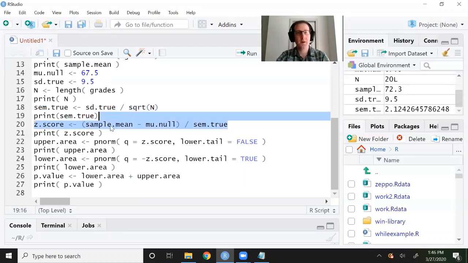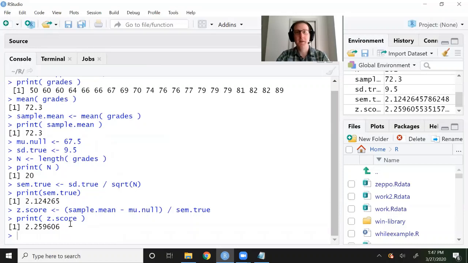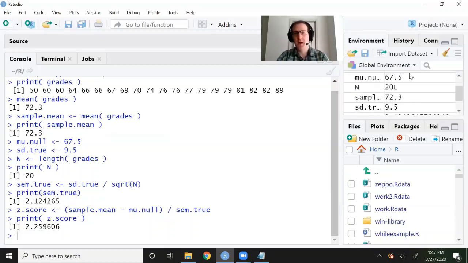So now we're going to get the z-score for this. What the z-score is going to be is the mean for the sample minus the mean for the entire population, divided by the standard error of the mean. And so this is going to tell us how many standard errors the sample is above the population mean in this case. So if you actually subtracted the scores, you'll remember 67.5, 72.3, that is 4.8. And then we're dividing it by the standard error of the mean, which is 2.12.